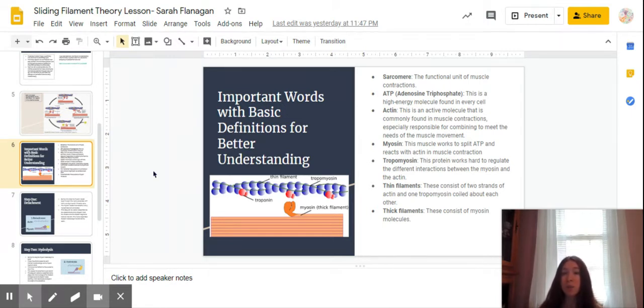So actin's pretty important. It's an active molecule that is commonly found in your muscle contractions, and it's responsible for combining to meet the needs of the muscle movement. And then the myosin's very important because this muscle works to split the ATP and reacts with actin in muscle contractions. And then your thin and thick filaments are very important as well, and thin filaments contain 2 strands of actin, and they're coiled about one another, and then the thick filaments only consist of myosin molecules. So those will be referred to many times, but feel free to refer back to this slide if you're confused at all.